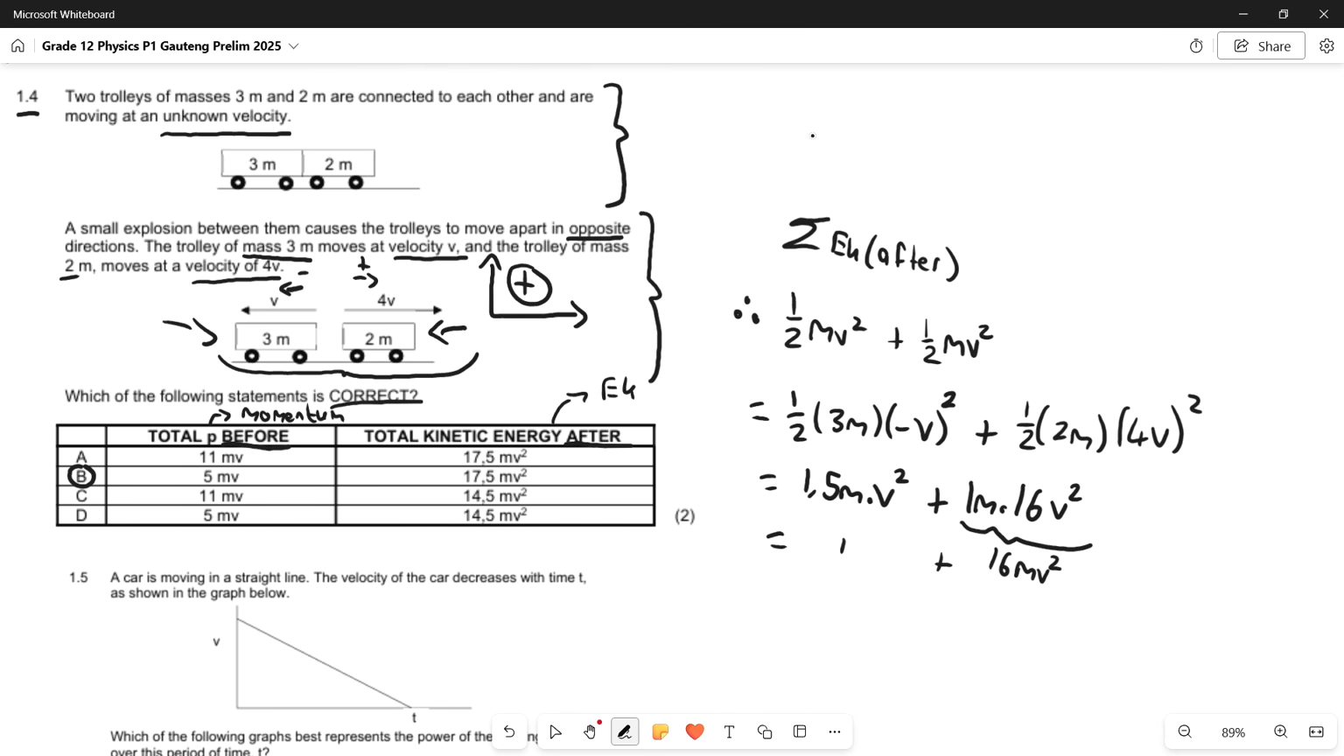So we can just go ahead and simplify this equation. We have 1.5 mv squared plus 16 mv squared, and that comes to 17.5 mv squared, like we can see over here for the total kinetic energy after for answer B. So that would earn us 2 marks over there.